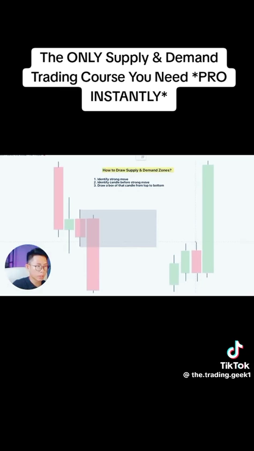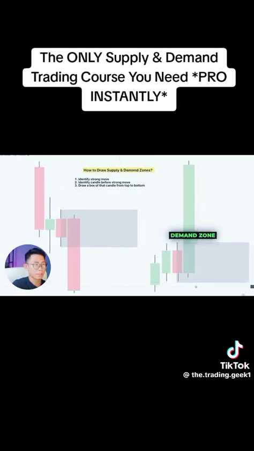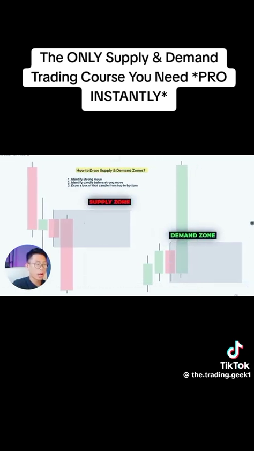Another example right here. Drag it from the highest point to the lowest point right here and drag it out. This is your demand zone. As simple as that. So this is how you draw your supply zone and your demand zone.